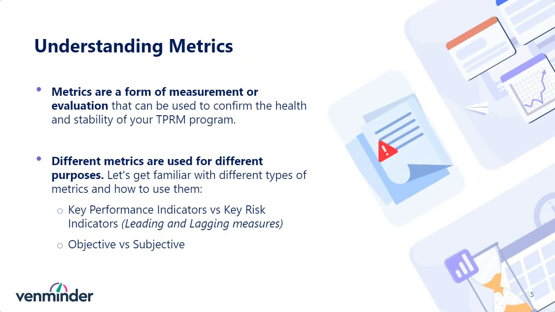So what are metrics exactly? Well, they're a form of measurement, and we can use them to determine how healthy and effective our programs are. But keep in mind that we use different types of metrics for different purposes. We're going to talk about 2 different types of metrics. The first one is key performance indicators versus key risk indicators. And we're also going to talk about objective versus subjective metrics.